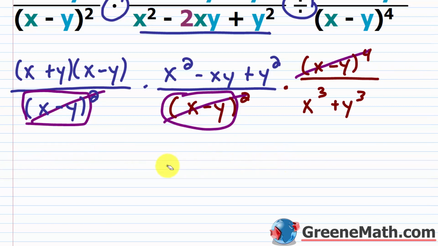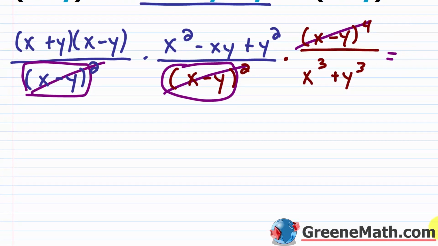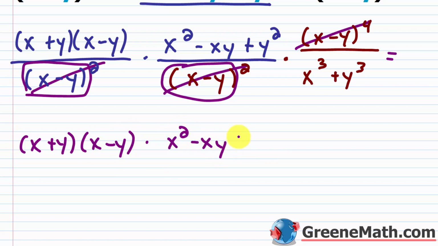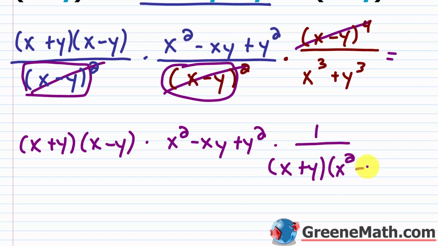So that is gone. Now, the next part here, to go any further, let me scroll down a little bit and get some room. I'm going to write x plus y times x minus y. And then times, you have this x squared minus xy plus y squared. And then I'll put times this 1 over. Let's go ahead and factor this now. So from my special factoring formulas, this is going to be x plus y. That's the first one. Then times, it's going to be exactly this. So x squared minus xy, and then plus y squared.